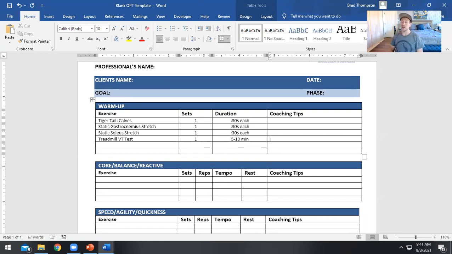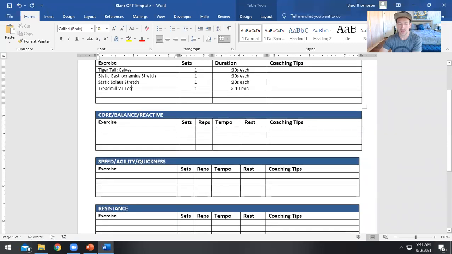So that VT test is how well my client can breathe. They're learning how to do the talk test basically, right? So I'm starting to get my client familiar with their heart rate zones. Then it's time to move into the core balance reactive section.